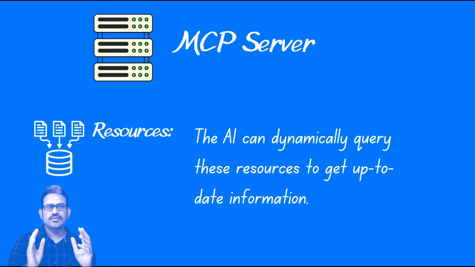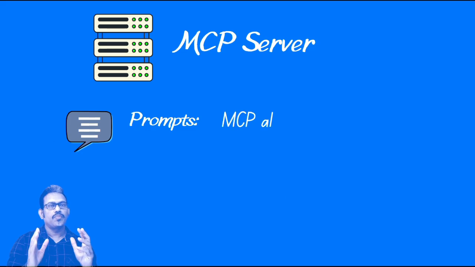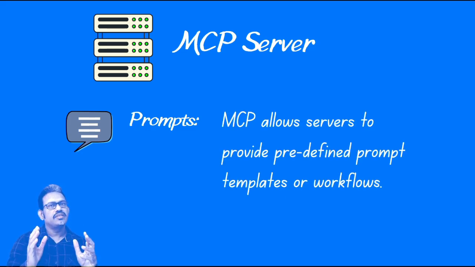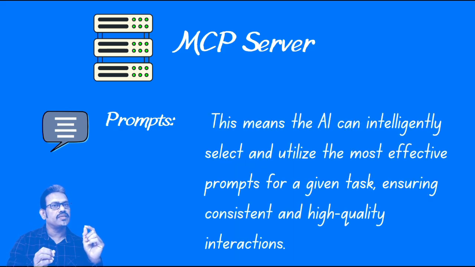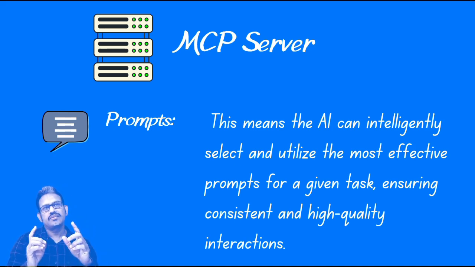MCP allows servers to provide predefined prompt templates or workflows. These predefined prompts let AI decide which is the most suitable prompt in the context of the user query. LLM can then select the appropriate tool and get relevant information or perform the relevant action. And this means the AI can intelligently select and utilize the most effective prompts for a given task, ensuring consistent and high quality interaction. Let's understand this with an example.